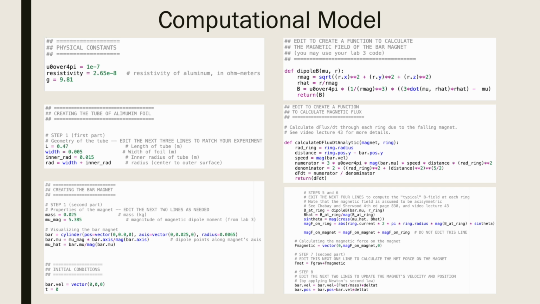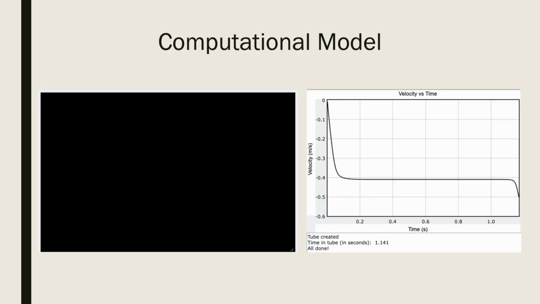Finally, I used Newton's second law to write position and velocity updating code to model the motion of the falling magnet. This is the simulation created by the code and the graph of the motion of the bar magnet as it falls through the tube.